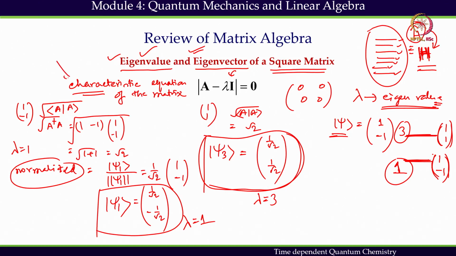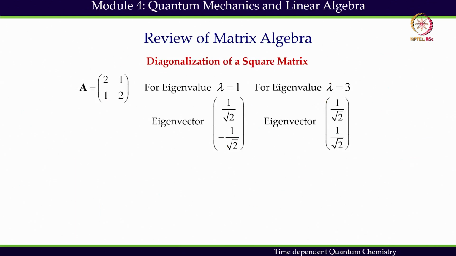often we will avoid this, using the characteristic equation of the matrix. This procedure is rigorous and it may not be useful for bigger matrices. The more convenient way of doing it is diagonalization of a square matrix. This is what we do. And what is diagonalization? I'll explain it right now.